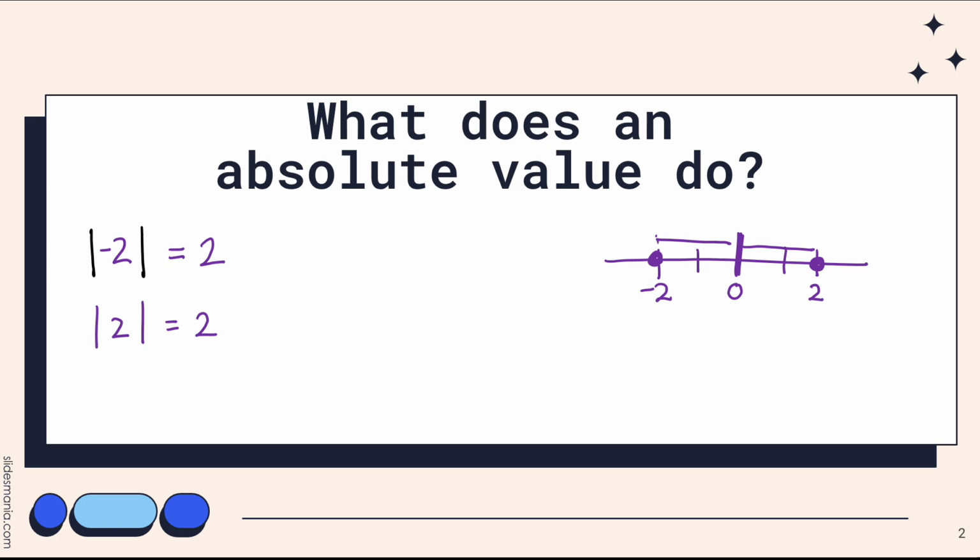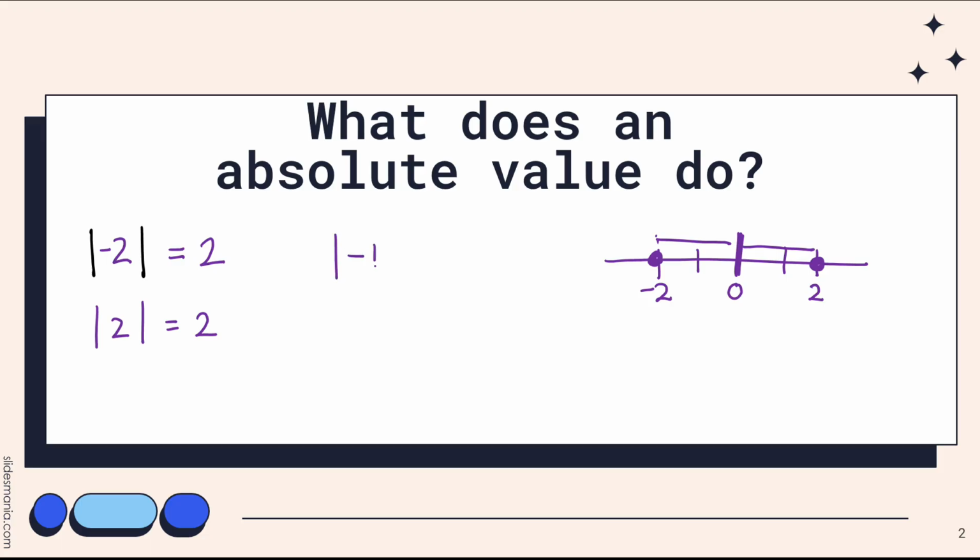When we're measuring distance, we would never say it is -2 feet or it is -5 miles to grandma's house, right? We always say distance is a positive number. So absolute values are measuring distance, and in essence, they're turning every value that is inside of them positive.